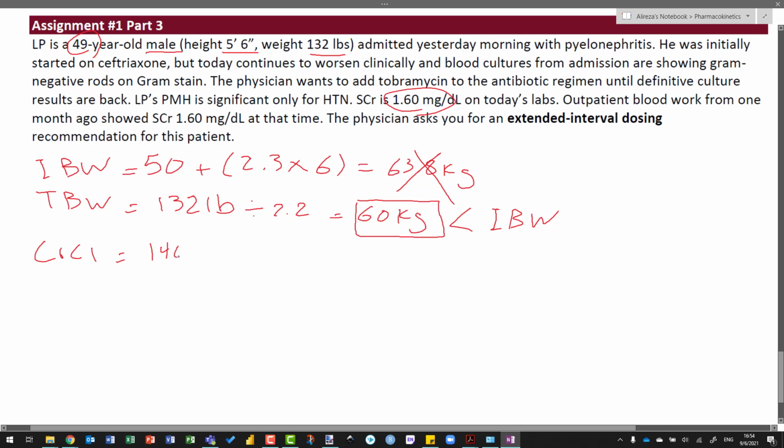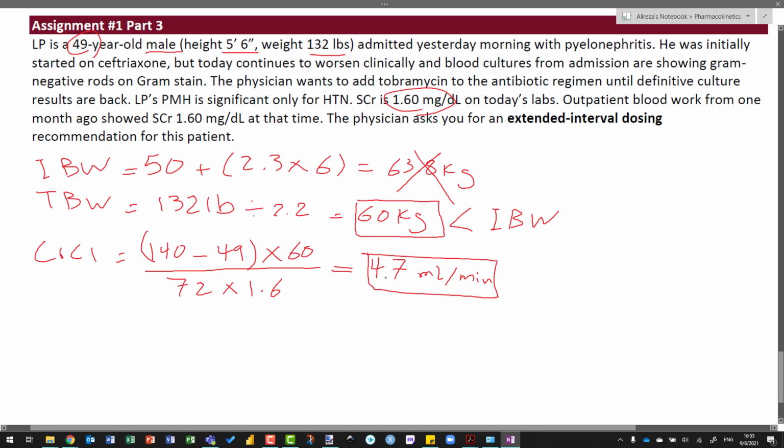So to calculate creatinine clearance, we basically say 140 minus the age of the patient, which is 49, times the body weight, in this case 60 kilogram, divided by 72 times serum creatinine of 1.6, and this is not a female, so we don't have to multiply by 0.85. Therefore you just get 47. So 47 ml per minute.